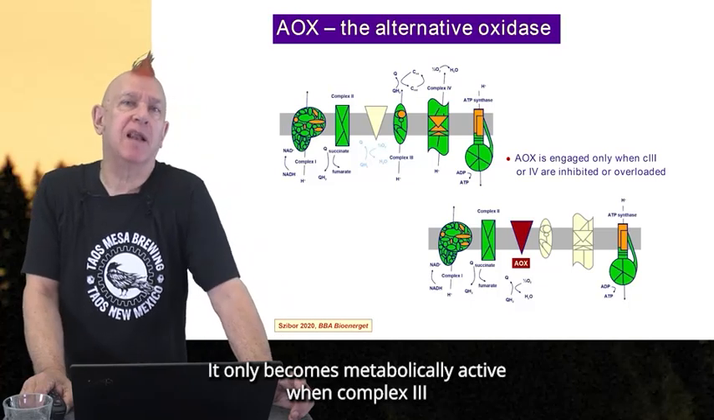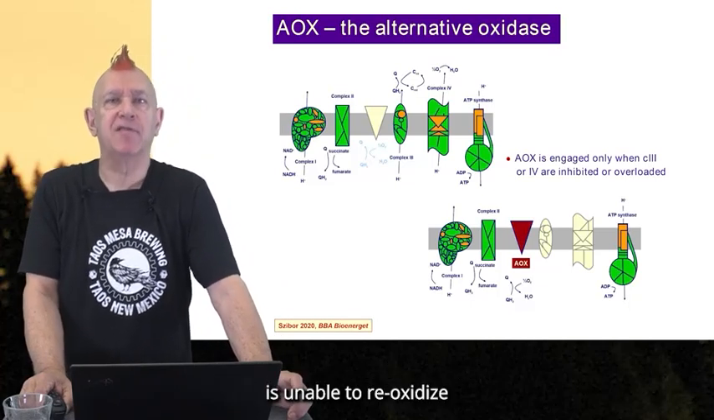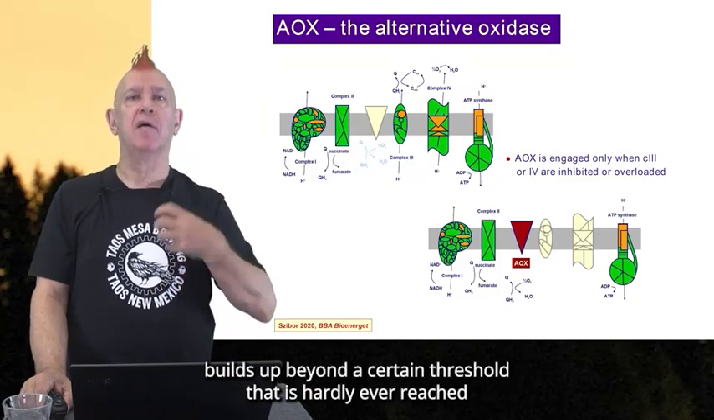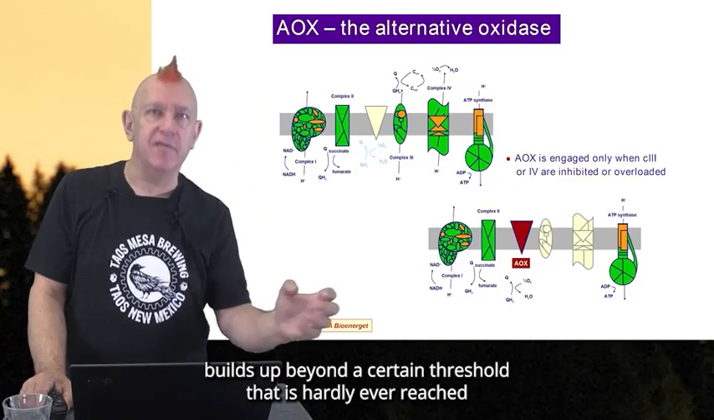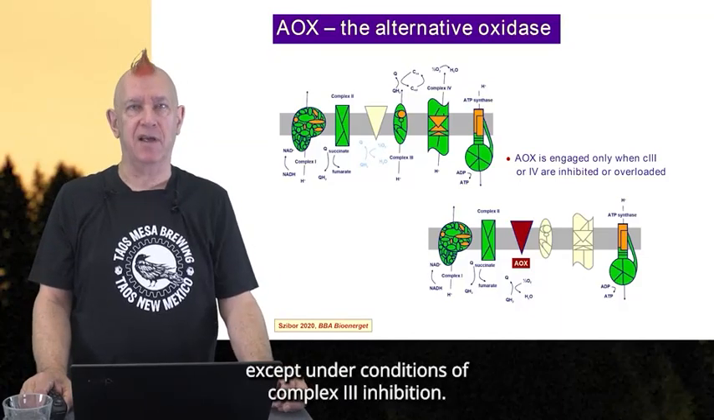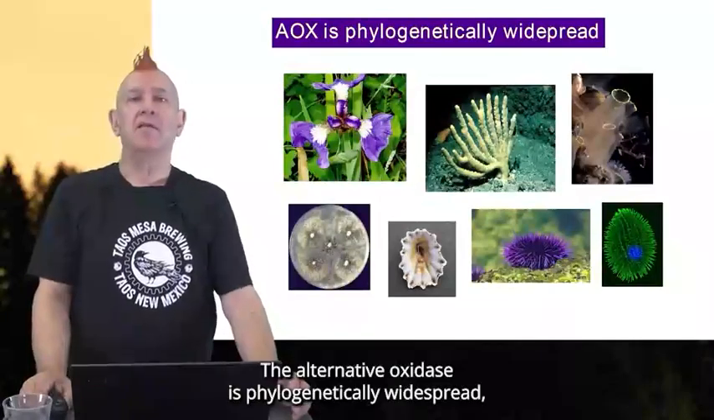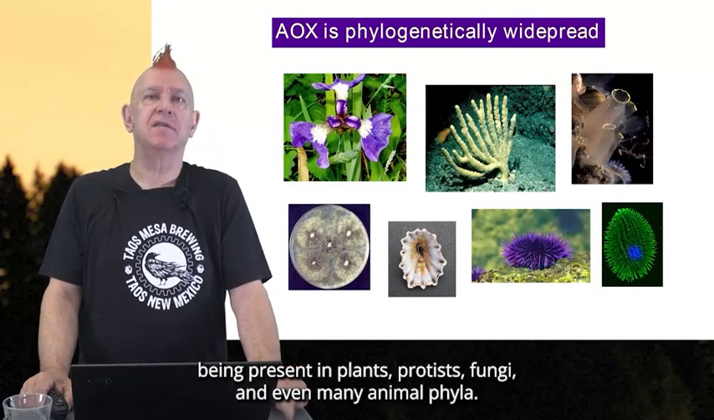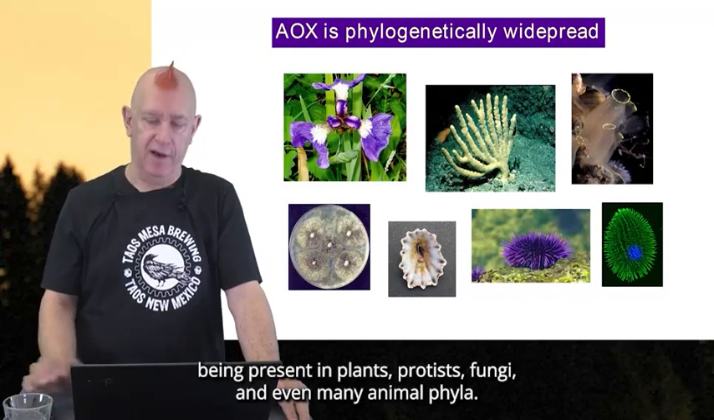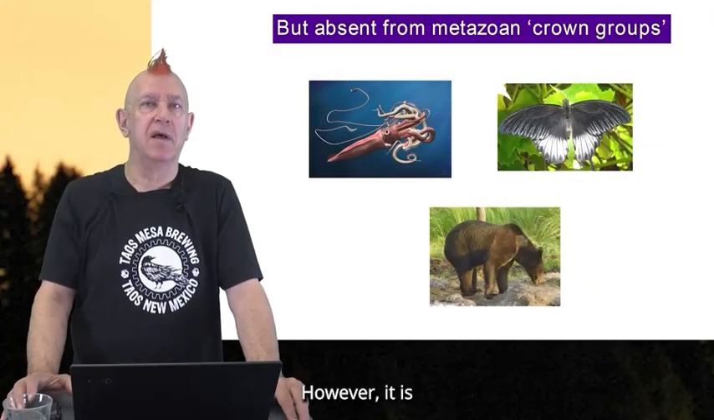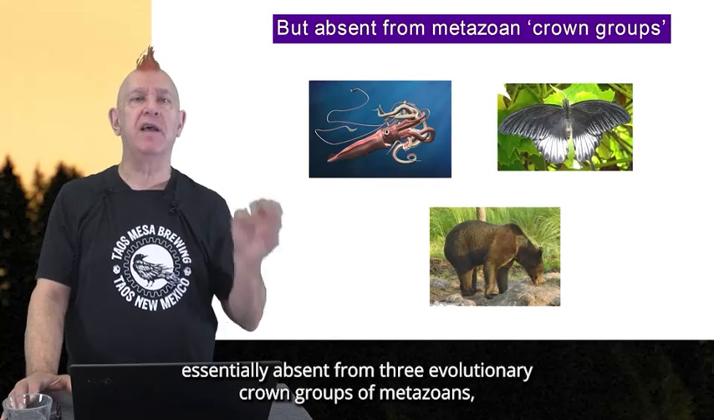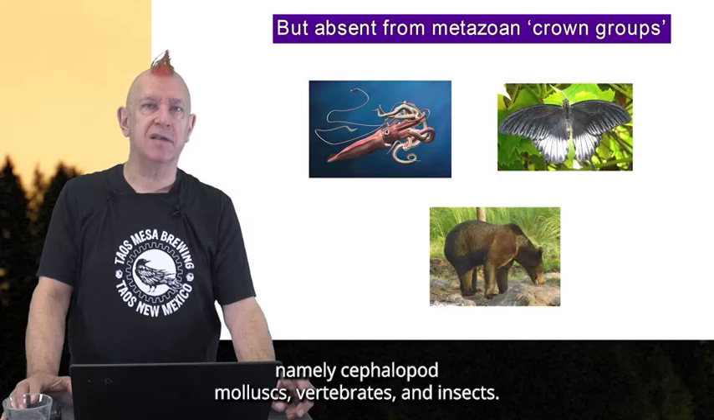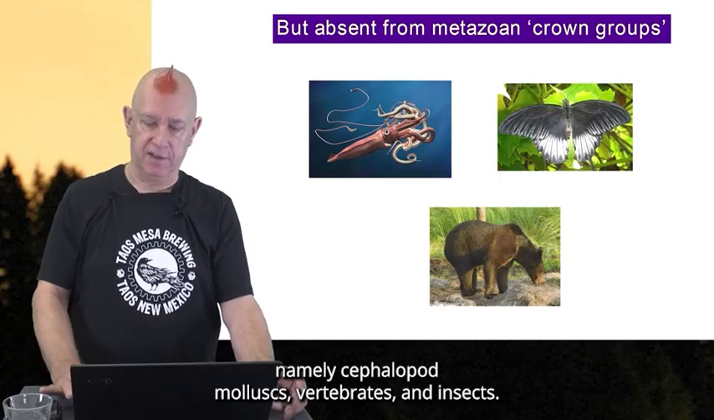It only becomes metabolically active when complex 3 is unable to reoxidize ubiquinol to ubiquinone and the amount of the reduced carrier builds up beyond a certain threshold that is hardly ever reached except under conditions of complex 3 inhibition. The alternative oxidase is phylogenetically widespread, being present in plants, protists, fungi, and even many animal phyla. However, it is essentially absent from 3 evolutionary crown groups of metazoans, namely cephalopod mollusks, vertebrates, and insects.